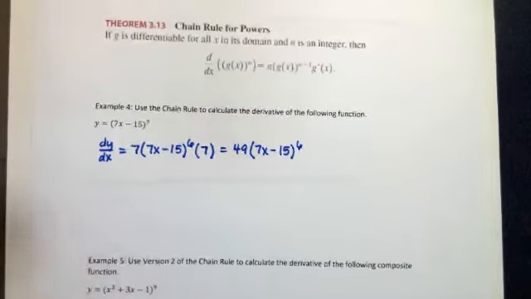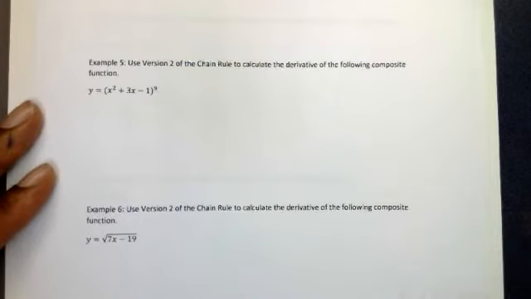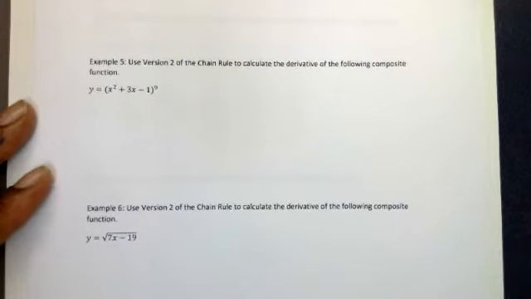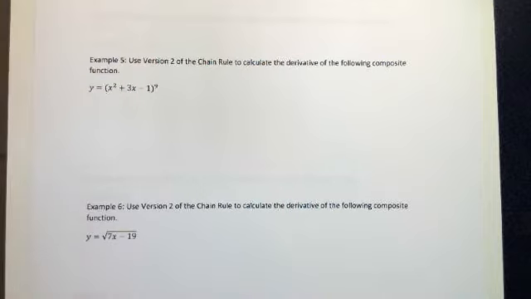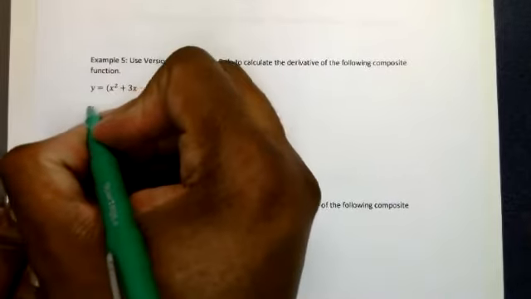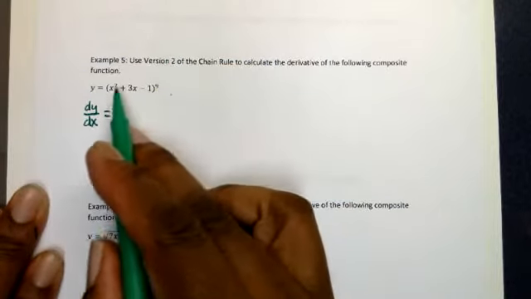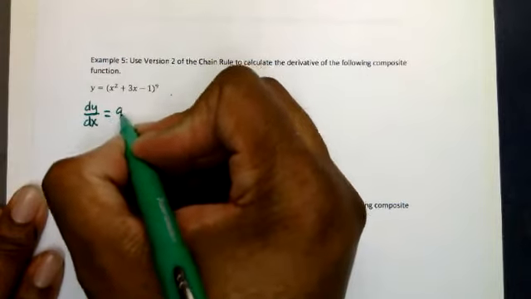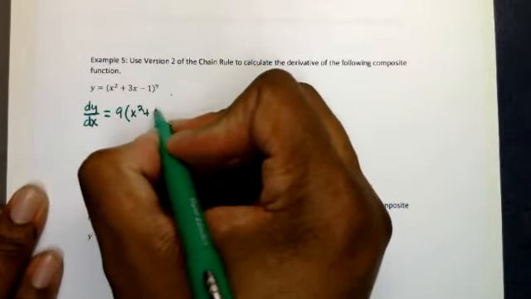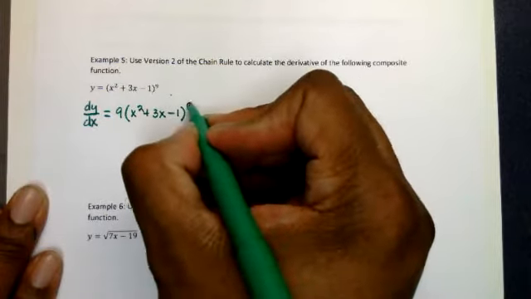Here's another example where we're going to be using version 2 of the chain rule to calculate the derivative of this composite function. y is equal to the quantity x squared plus 3x minus 1 raised to the 9th power. So in this case here, to find dy dx, here we bring the exponent in front. So we bring down the 9, copy over the x squared plus 3x minus 1. That would be to the 1 less power. 9 minus 1 would be 8.